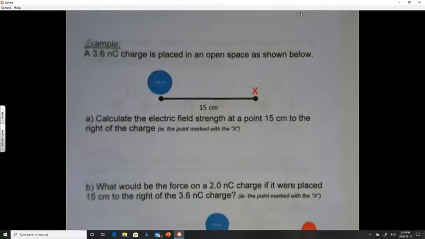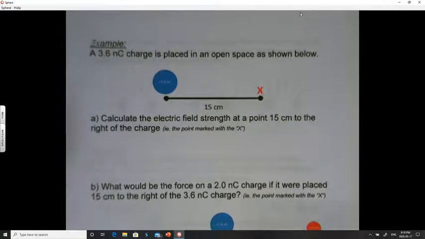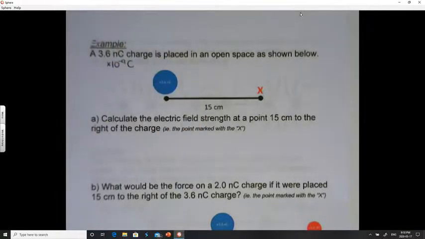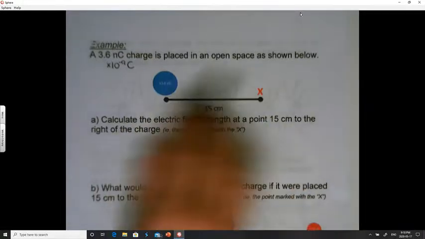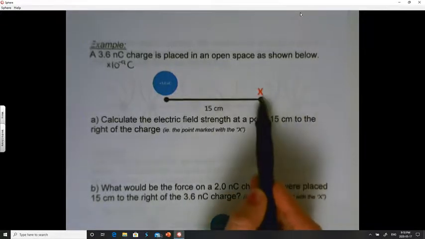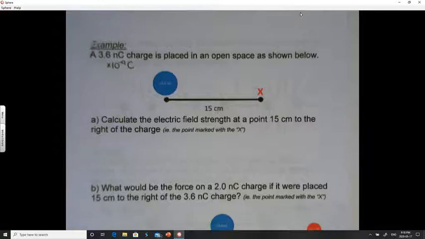All right, so in this first example, we've got a 3.6 nanocoulomb charge. Now, nano just means times 10 to the negative 9. So that's all this is saying. And it's going to be placed in some open space free from other charges. Now I've got a diagram of this here below, and what we're going to do is figure out the electric field strength at a point 15 centimeters to the right of that charge. Now diagrams are your friend. In physics, diagrams are always your friend, but you may want to draw them in here for yourself.